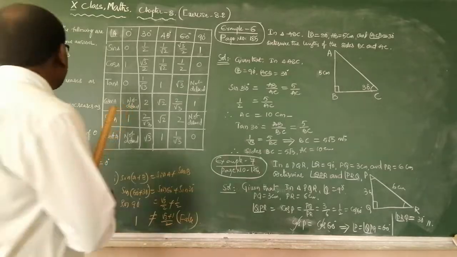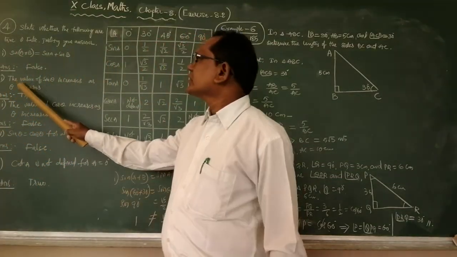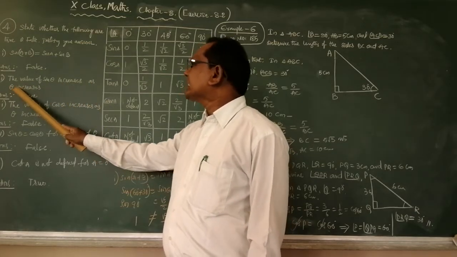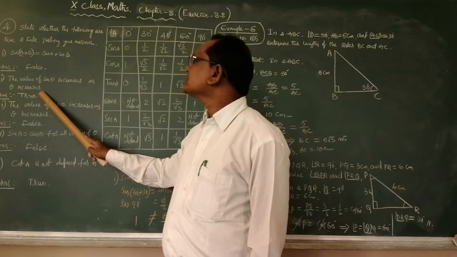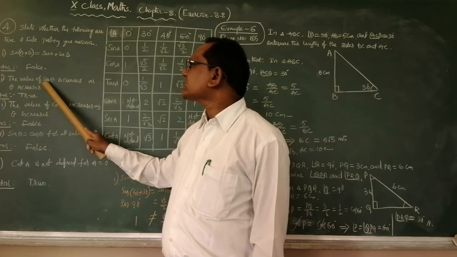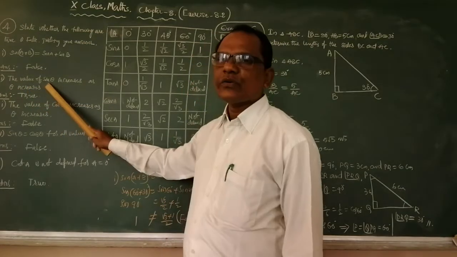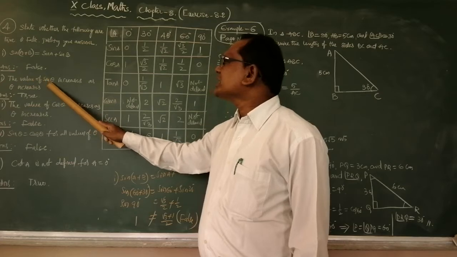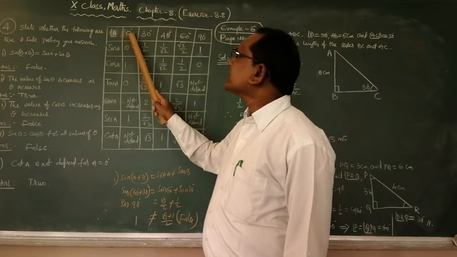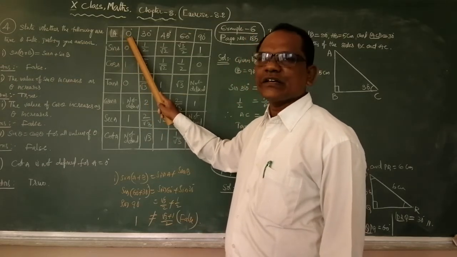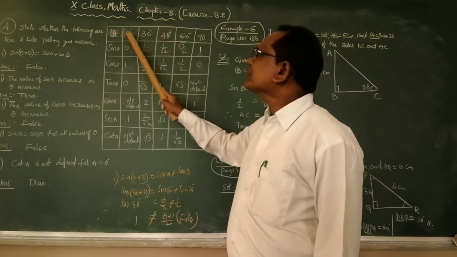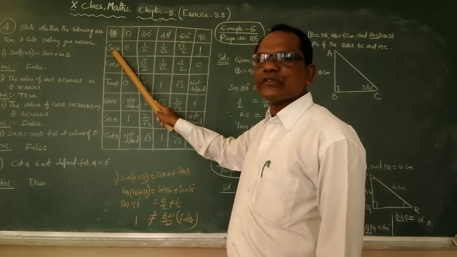When we come to the second one, just read it carefully. The value of sin theta increases as theta increases. That means when theta, in degrees, increases, sin theta is going to increase. Now look at the table here. Here theta increases: 0 degrees, 30 degrees, 45, 60, 90. When theta is increasing, is the sin value also increasing or not?